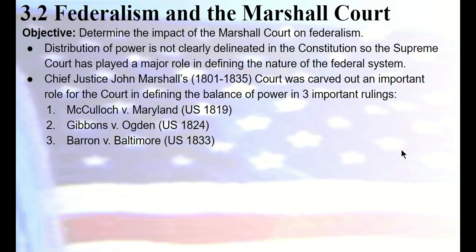The three cases we're going to take a look at in this section are McCulloch versus Maryland, Gibbons versus Ogden, and Barron versus Baltimore.